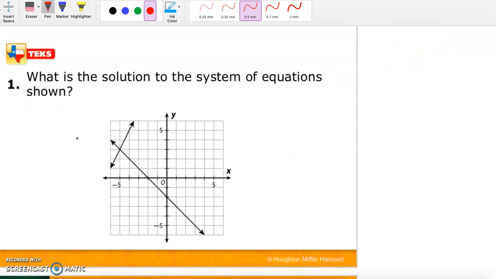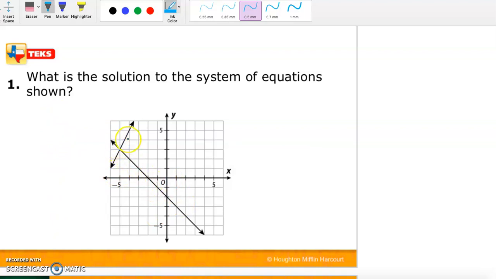So this one says, what is the solution to the system of equations? Well, we know when it says what is the solution, all it's asking is where does it cross? Where do they meet? Or what is the coordinate that falls on both graphs or that falls on both lines? This one, it didn't even give us the equations, right? So all it's saying is, hey, find the coordinate point and tell me what that is.